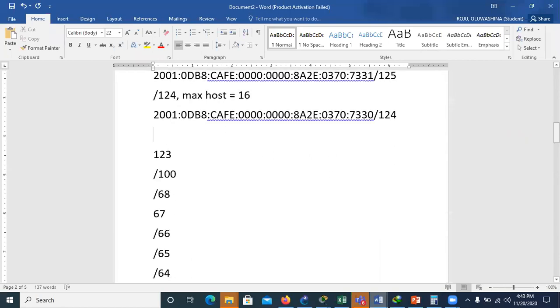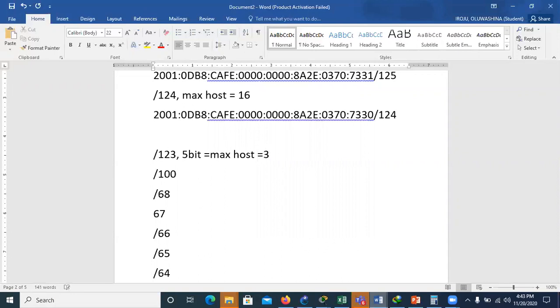So the next one will be 123. Under 123, that will be /123. 128 minus 123, sorry, that gives us 5 bits. 2 raised to the power of 5 gives us the maximum host. So 2 raised to the power of 5 gives us 32.